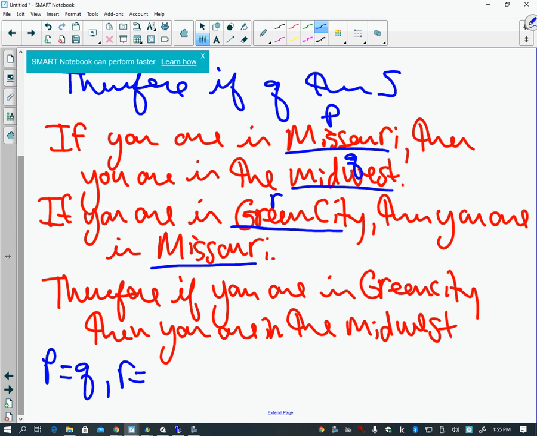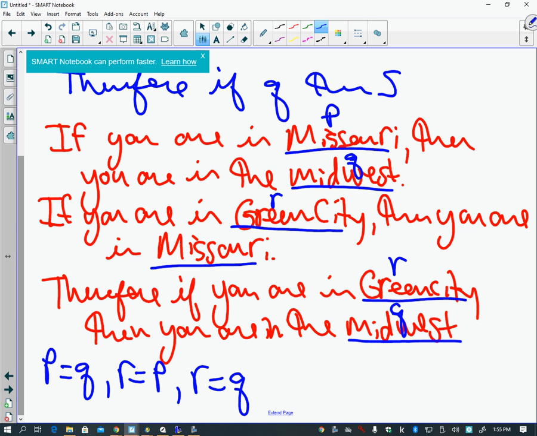Look, if you're in Missouri, P, then you are in the Midwest, Q, just so that we see what is what. Okay, so P equals Q. Next statement, if you're in Green City, that's something new. R, what does R equal? R equals P, okay? When we get down here, what is Green City? We've already labeled it, R, and what is the Midwest? Q. All right. Does that connect everything to everything else?